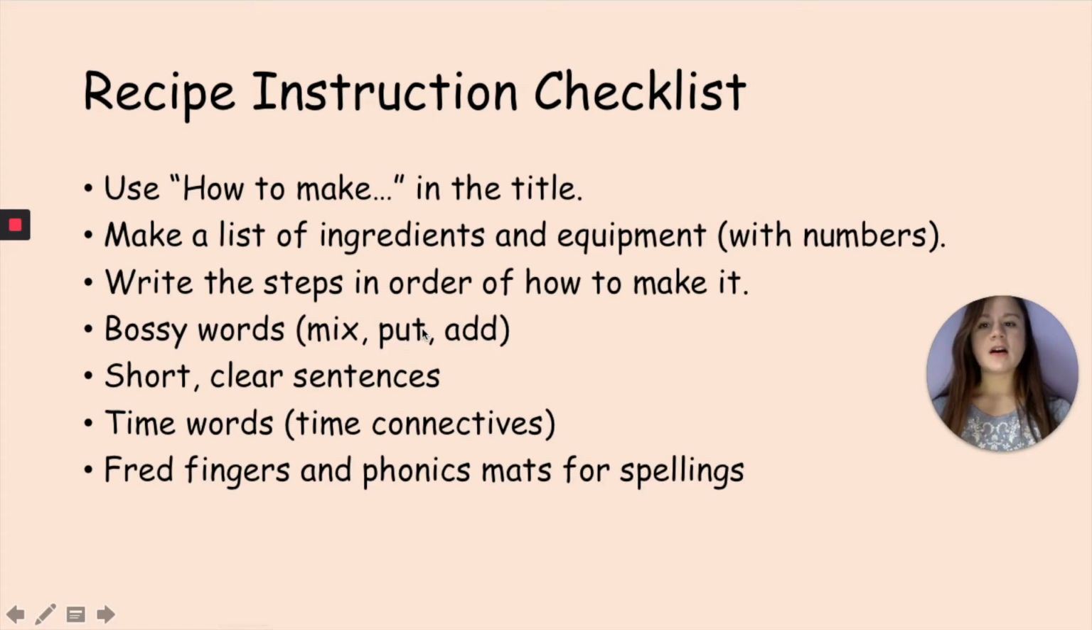So this is our recipe instruction checklist. We need to use how to make in our title. We need to make a list of ingredients and equipment with our numbers. We need to write the steps in order of how to do it. We need to use our bossy words or imperative words like mix, put and add. We need clear short sentences. We need our time words or time connectives like first, then, after that, next, finally. And we need to use our thread fingers and our phonics mats for our spellings.